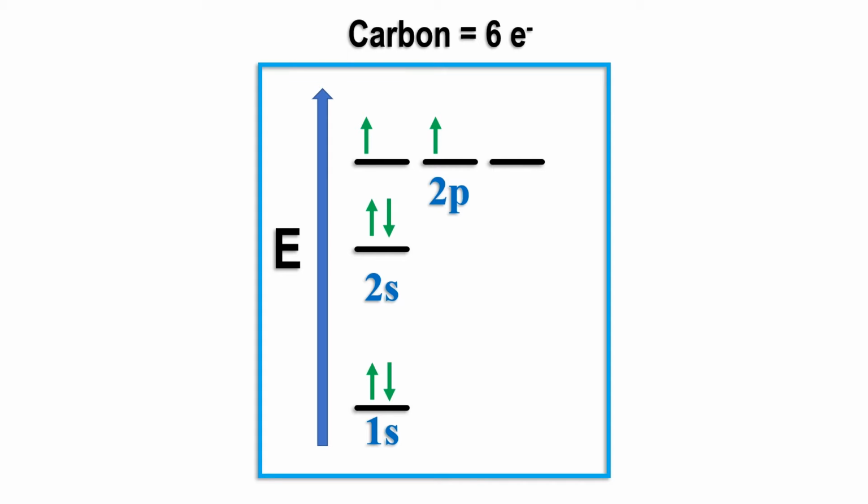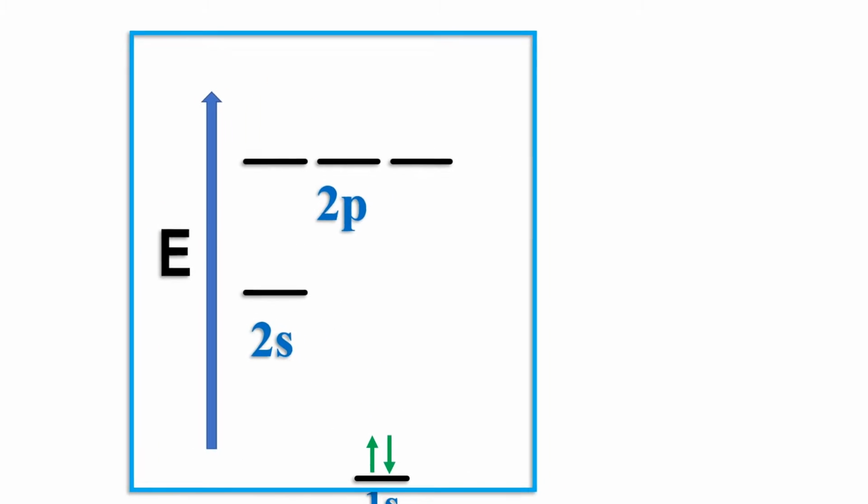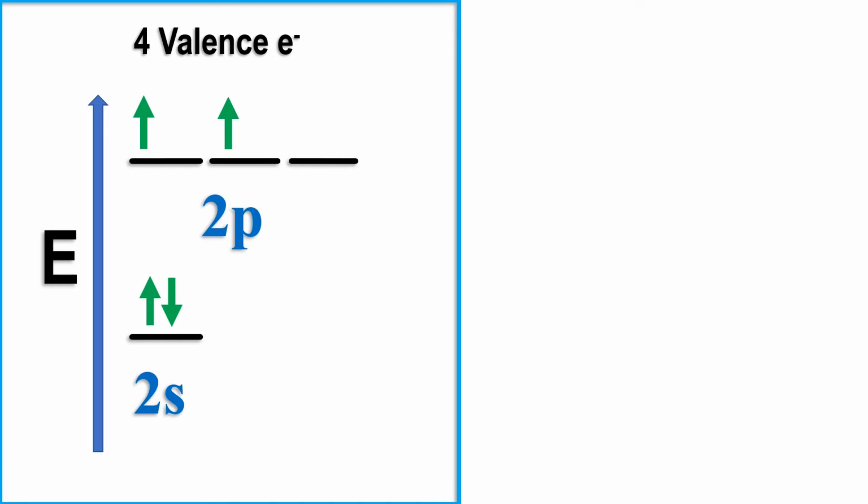It has 6 electrons. But for bonding purposes, only the valence electrons can participate in bonds. So let's ignore the core electrons in the 1s orbital. Carbon has 4 valence electrons. Recall, these are electrons in the outermost principal quantum number, 2 in this case.